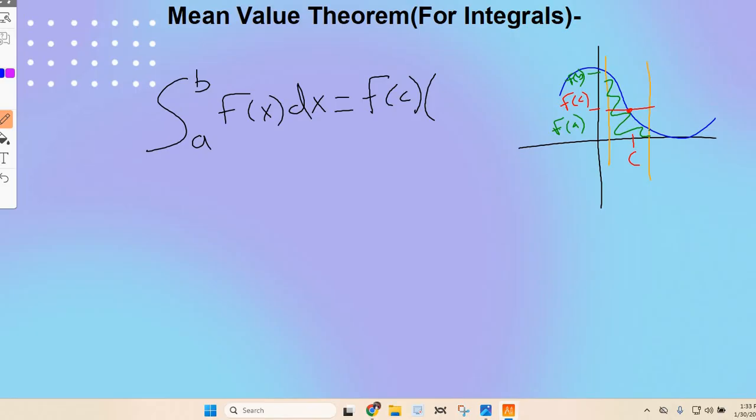Not quite, because those would be heights. A plus B? Not quite. Right. How do we find distances between two things? We don't add them, we subtract them. So it would be B minus A.